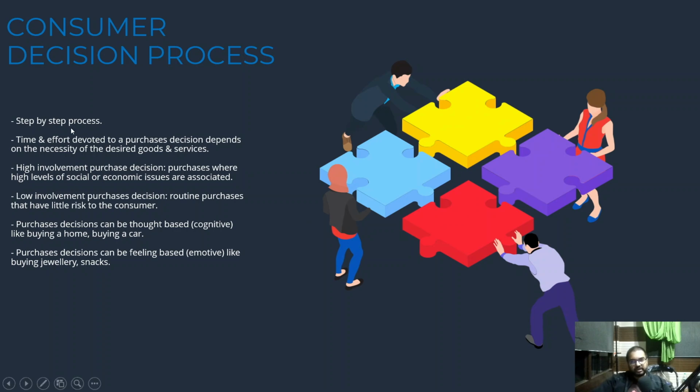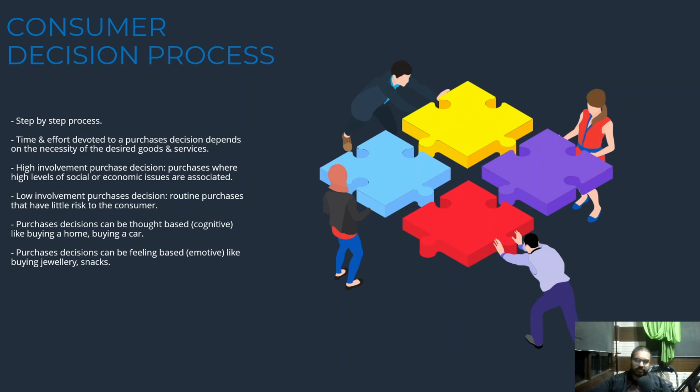When we talk about consumer decision making process, why is this process important for marketers to know? Because a lot of time and effort is devoted by the consumer when they are making that purchasing decision. So you have, as a marketer, as an organization, you have to respect those time and efforts, because if you are not providing them desired goods and services, then you will not be able to create a recurring customer. The idea is to create a customer who will again and again visit your organization.